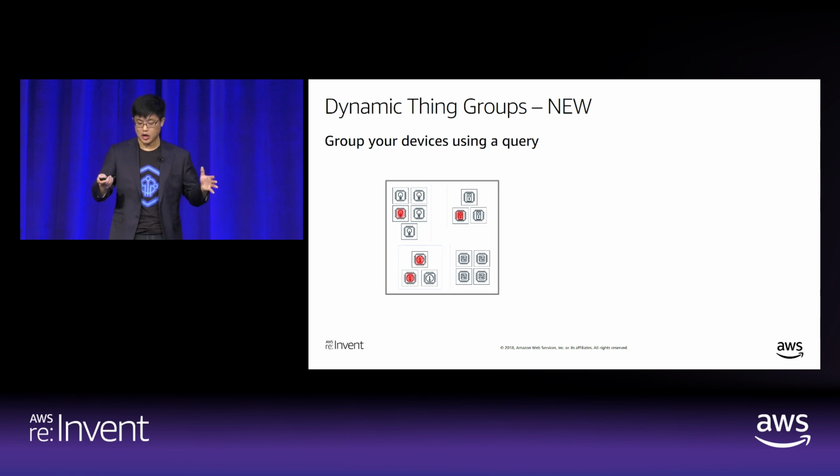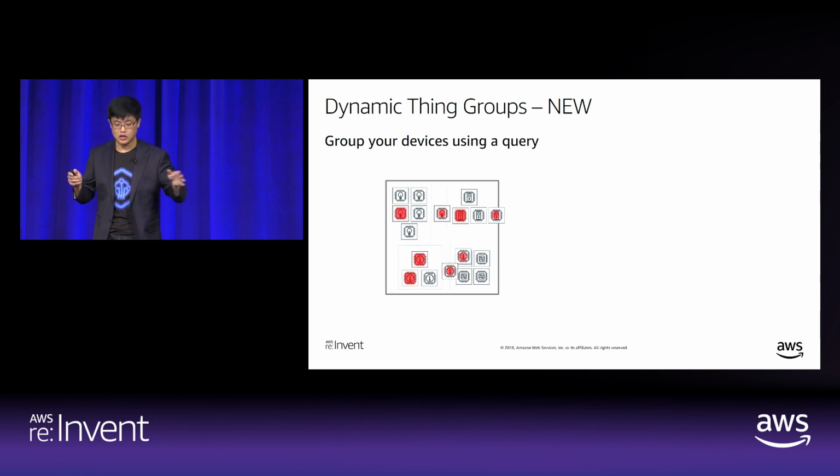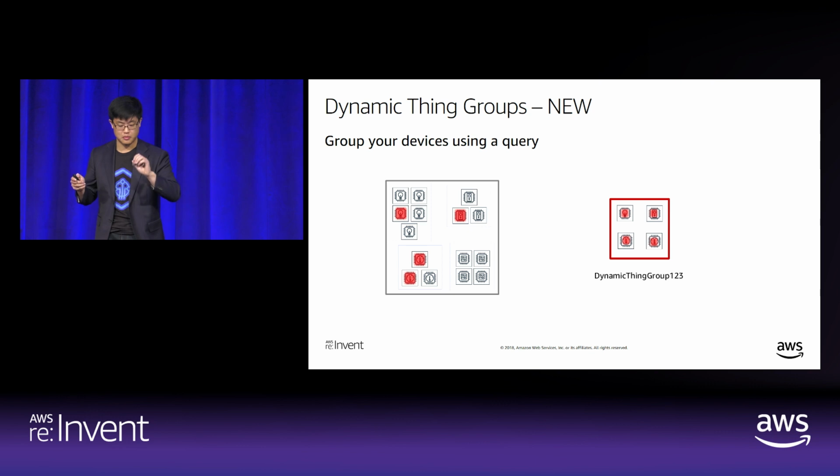Let's say I have my query that says, and I was talking about earlier, give me all my devices that are currently disconnected. I can use that and define that as a thing group. And so my thing group, dynamic thing group 123, now contains all devices that are disconnected. And let's say, for example, my door lock now comes back online, but my generic device now comes offline, it'll automatically be processed within that dynamic group itself.